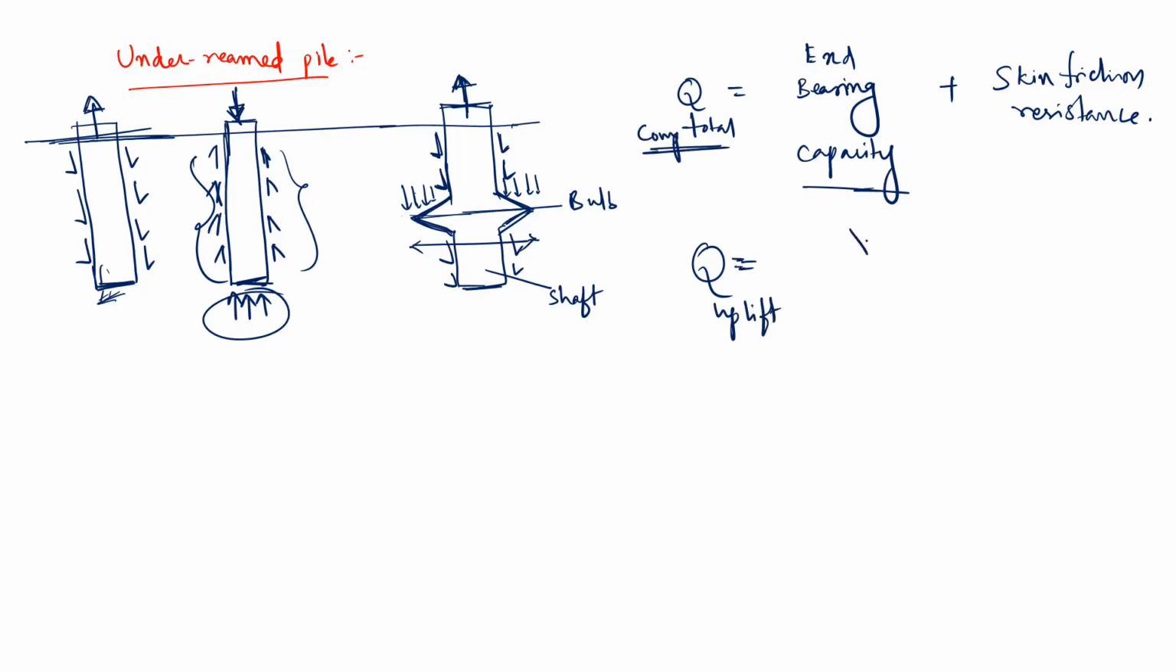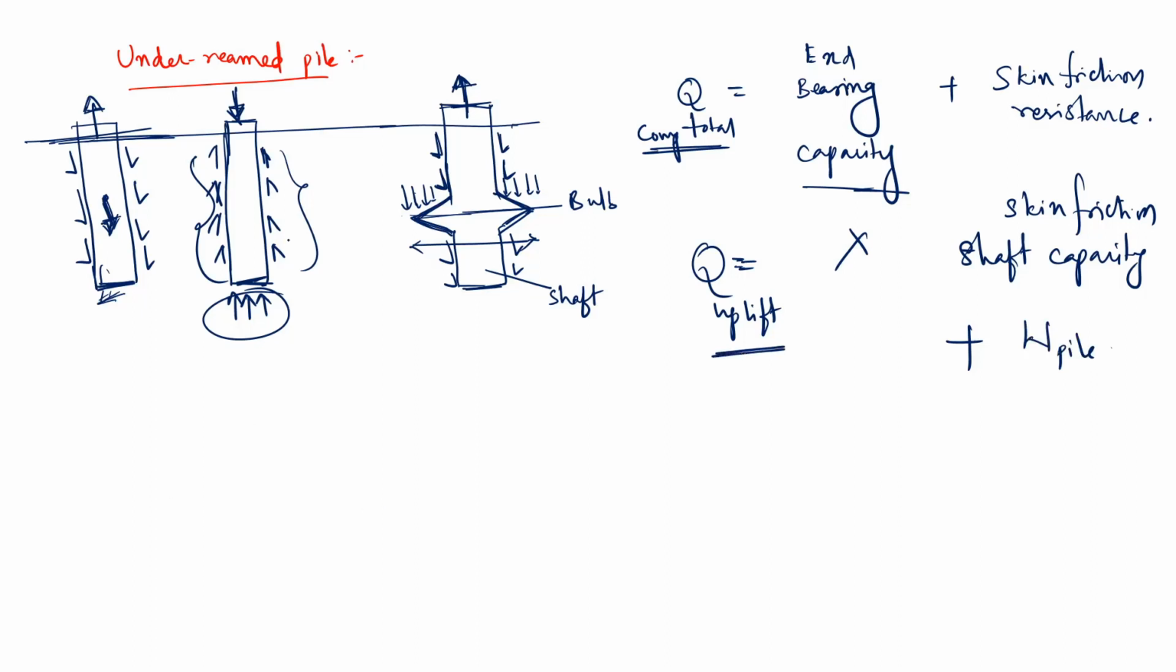You will not have end bearing capacity. You will have only shaft capacity, that is due to skin friction. Plus, when you are pulling up, the weight of this pile is always acting downward due to gravity, so that will also resist this uplift load. So you can add weight of the pile in case of uplift capacity. So let us derive the equation to calculate the uplift capacity of the underreamed pile.